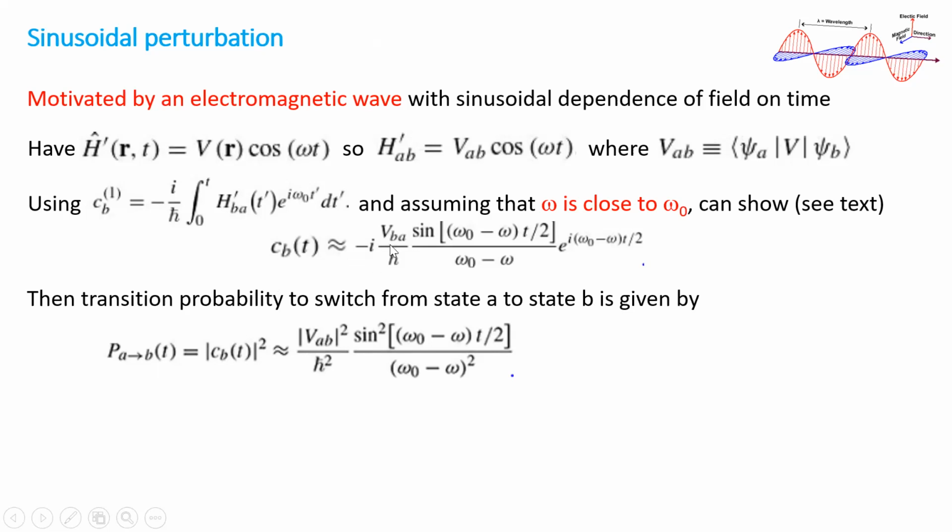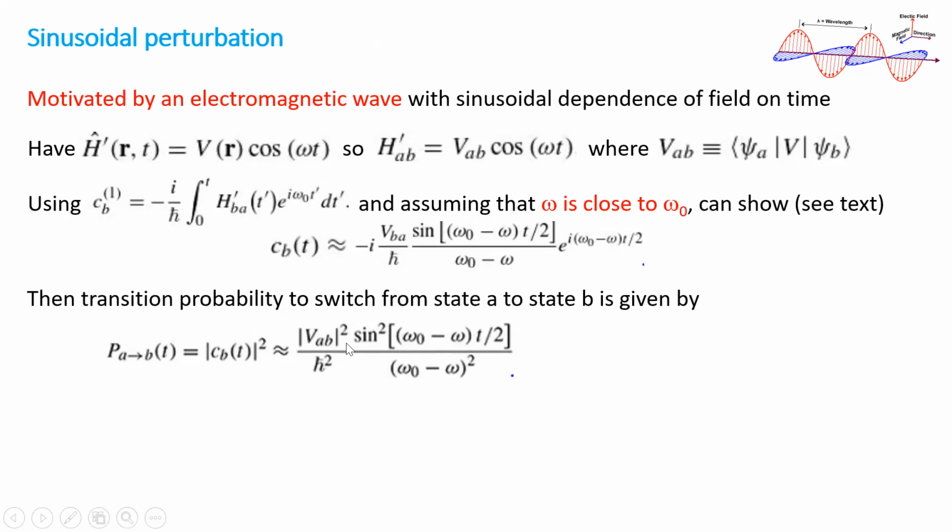We'd have VAB squared over h bar squared, sine squared of omega naught minus omega t over 2, over omega naught minus omega squared. So we're squaring everything. And since this is the amplitude, this would be this times its complex conjugate. So this would go away. So this is an interesting expression.